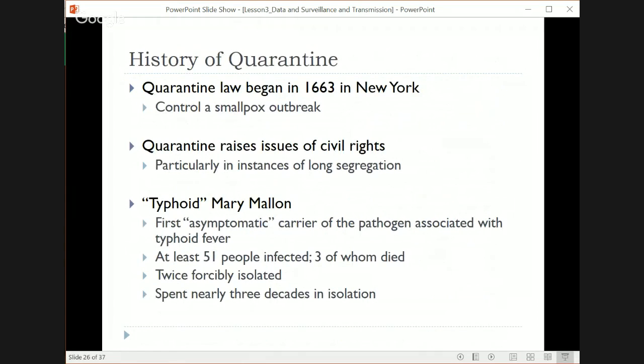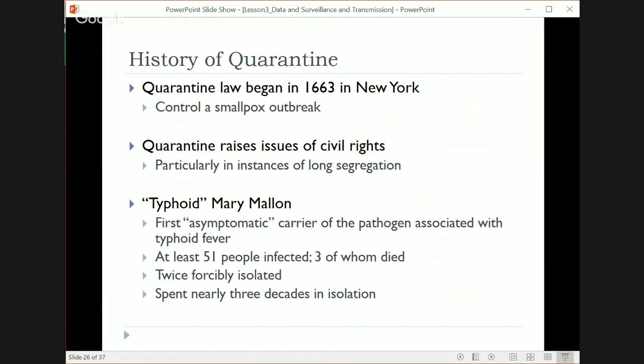So quarantine law began in 1663 in New York, and the reason they developed quarantine law was to control a smallpox outbreak. The problem with quarantine is that it raises a lot of issues of civil rights, particularly in instances of long segregation. And I think the most infamous case here is Typhoid Mary. Mary was the first person in the US to be identified as an asymptomatic carrier of the pathogen associated with typhoid fever. She's presumed to have infected at least 51 people, three of whom died.